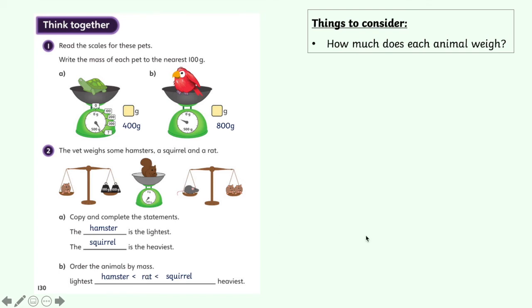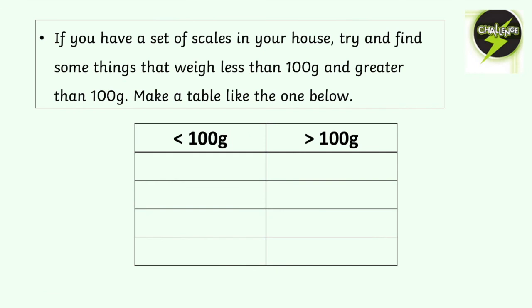Okay, time for the challenge. Now, because we're not in school, we couldn't do the exact challenge for this lesson, so I've got a challenge for you. If you have a set of scales in your house, now you might not, so don't worry if you don't, then you can just move on. But if you do have a set of scales in your house, try and find some things that weigh less than 100 grams and things that weigh more than 100 grams. And make a table like the one below showing things that are less than 100 grams and things that are greater than 100 grams. So click pause here, and if you have a set of scales, have a go at this challenge.